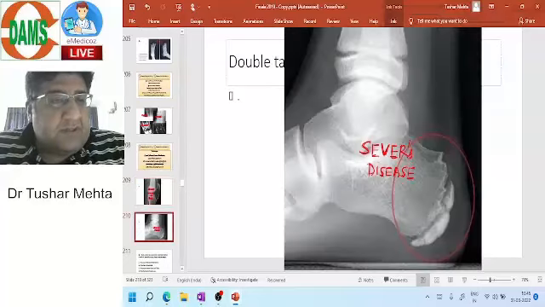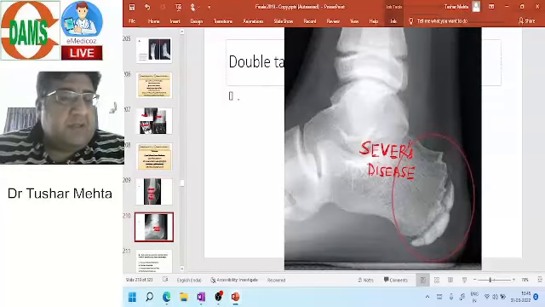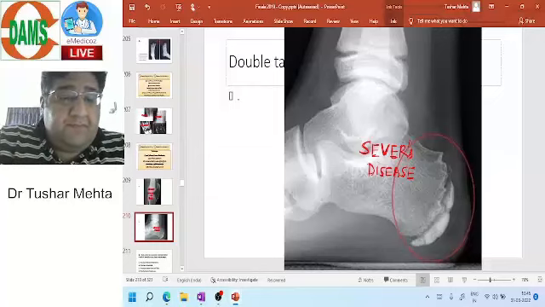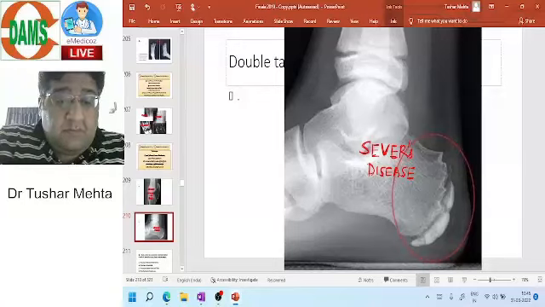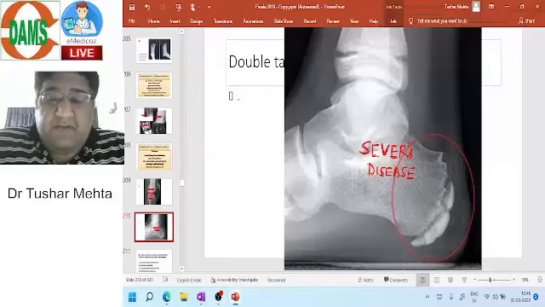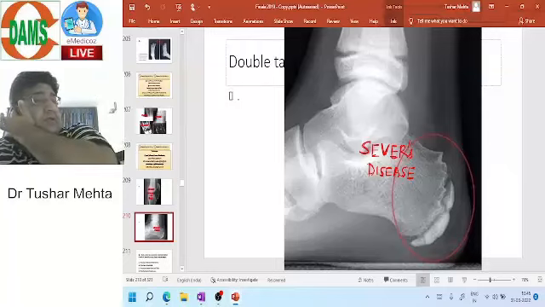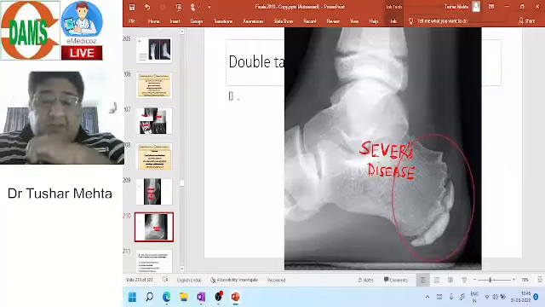Now if you see this, then it is Sever's disease. There's a significant pull. Can you see that? Of the tendo-Achilles onto the calcaneal tuberosity. So it is giving rise to Sever's disease. Can you see that?